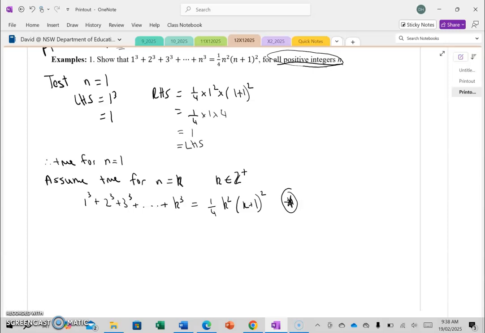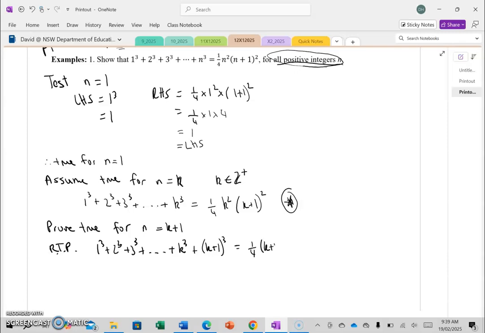So TAP, we've done test, assume, now we're going to do prove true for n equals k plus 1. Write down RTP, this is what we're required to prove. Okay, so for the sum, instead of k cubed being the last term, there'll be a k plus 1 cubed. There'll be an extra term in the sum on the left side. And on the right side, wherever there's a k, we're going to put k plus 1. So changing that k to k plus 1, that second bracket there will be k plus 2 all squared.